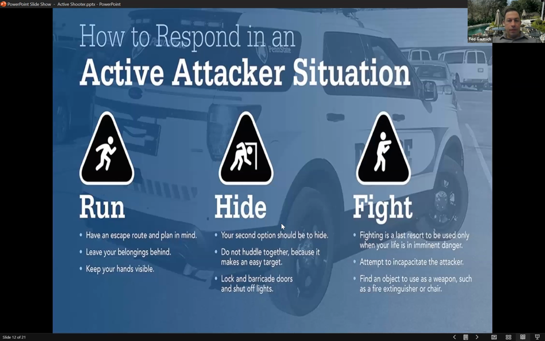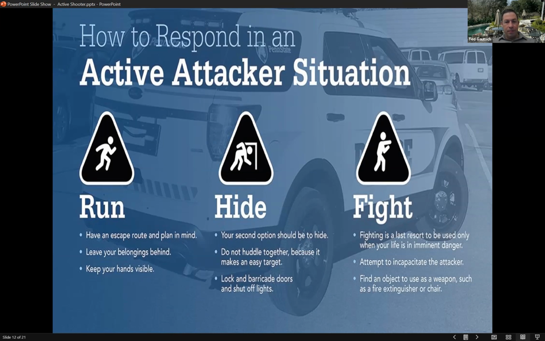So typically the standard nationally is run, hide, fight. If you get involved in an active shooter situation, the first response always is to run, have an escape route and plan in mind. And of course, that's not always going to be easy because when you have someone roaming a building, shooting people, you don't want to run into that shooter. So you got to plan your escape route, leave all your belongings behind, don't take anything, and keep your hands visible. You don't want anything in your hands or pockets.